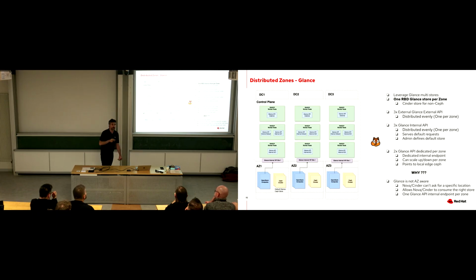So why do we do that? It is because Glance is not AZ aware. There are no AZs in Glance. So we need a way to tell the compute, okay, point to that endpoint, and that will be your local store. Otherwise, if you point it to a general Glance, it doesn't know where to go from there. It will give you the default. So that's why we also have these 2 internal Glance APIs.